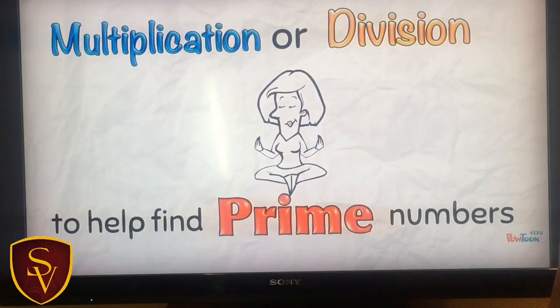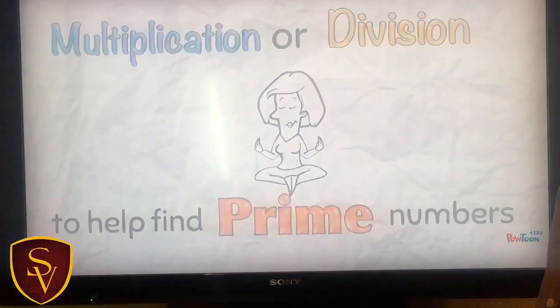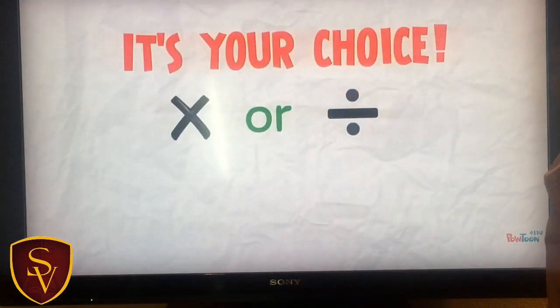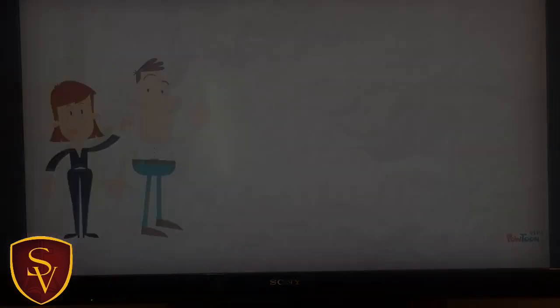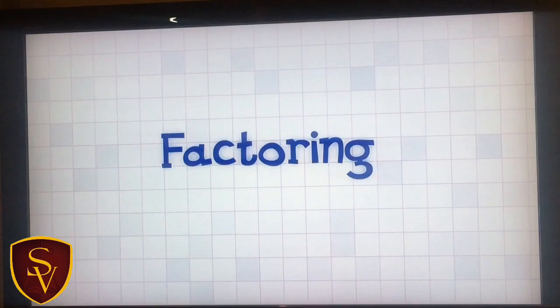Multiplication or division help us to find prime numbers. It's your choice to use multiplication or division. Always write down your math thinking. We begin with factoring. Factoring is a mathematical operation to find out the number of factors that we have in any given number.